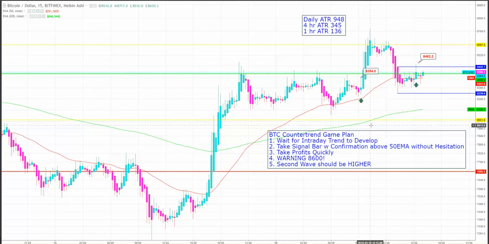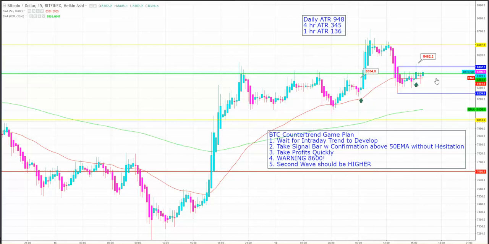Because I'm counter trend, number three, take profits quickly. And number four, warning, 8,600. So I want to get out at around 8,600. I tweeted it earlier. 8,600 is a very important number. So get out, because the second wave should be higher. If you wait for the second wave, it can be a little bit higher than the first one. So just wait. It's okay to miss out.